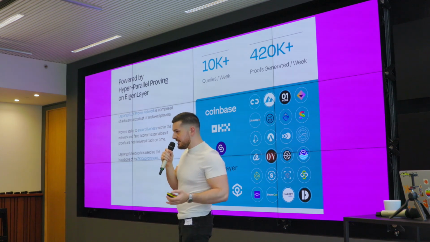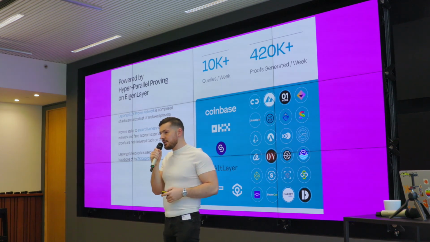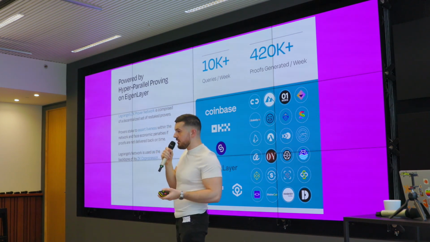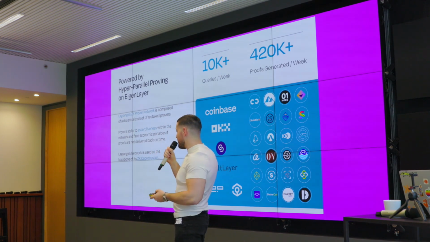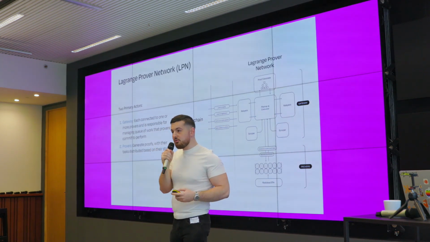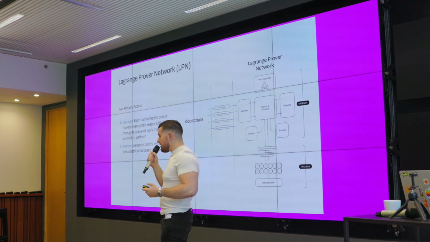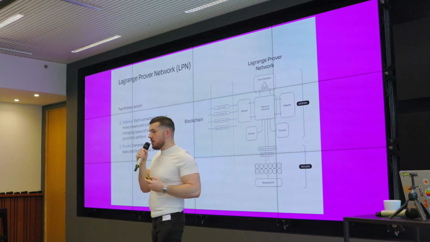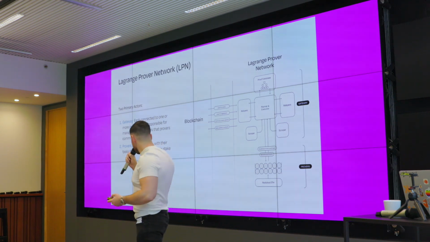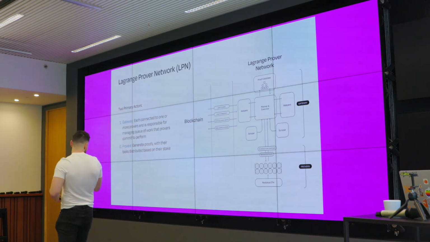We serve approximately 10,000 queries a week for smart contracts on Ethereum and Ethereum-compatible L2s, and we generate about 420,000 proofs per week, and that's actually not a joke. And so the core of how this works is through our decentralized network that stratifies work across two sets of protocol participants. The first being gateways, the second being provers.